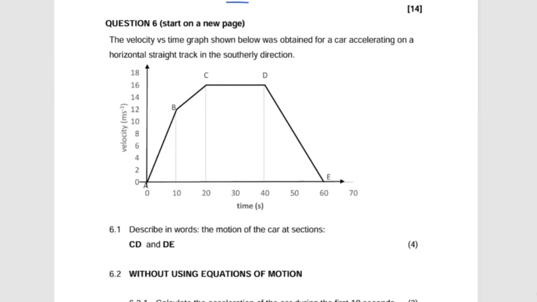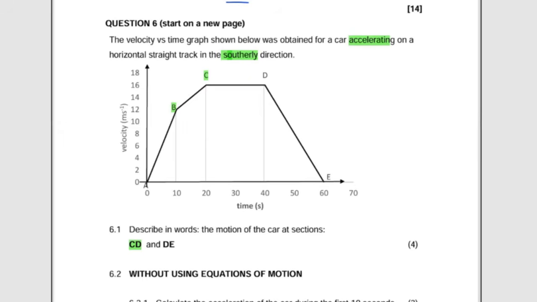Question number 6 reads: the velocity-time graph shown below was obtained for a car accelerating on a horizontal track in the southerly direction, right? So it's heading towards the south, this car. Then after that: describe in words the motion of the car at section CT. So let's look at CT there, right? So between this point C and T, you can see we are moving at a constant velocity.